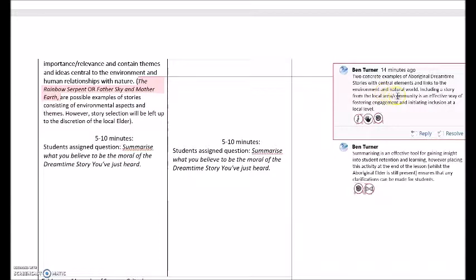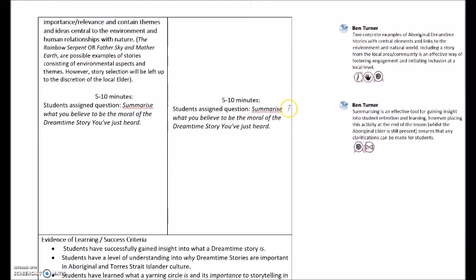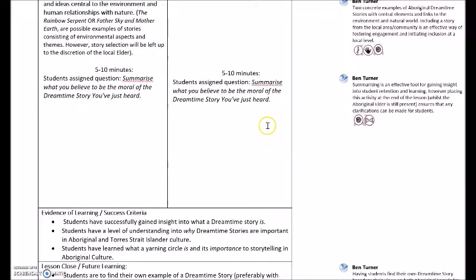Including a story from the local area/community is an effective way of fostering engagement and initiating inclusion at a local level. Following the story being told, students are to then summarise what they have heard and what they believe the moral of that story to have been.